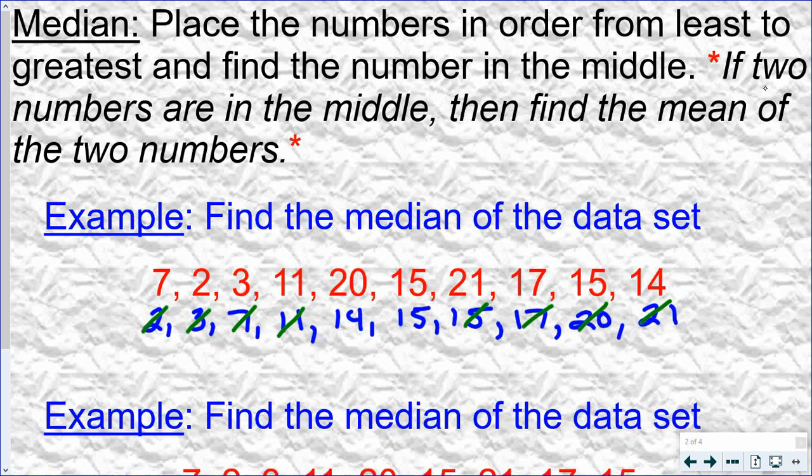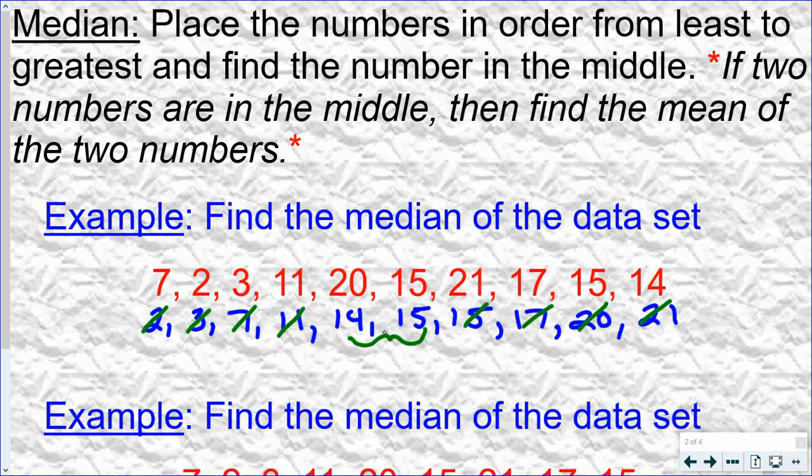So that's where this point comes from. It says if two numbers are in the middle, then find the mean of those two numbers. Which, in other words, what you're really doing is you're finding what's in between these two numbers. And so you're probably looking at that and saying, oh, well, it's 14.5. And that's correct. That is the median.